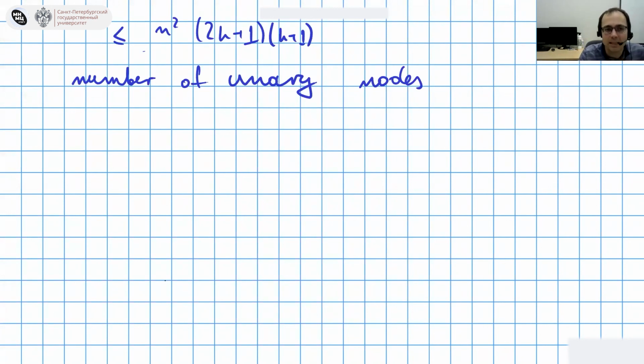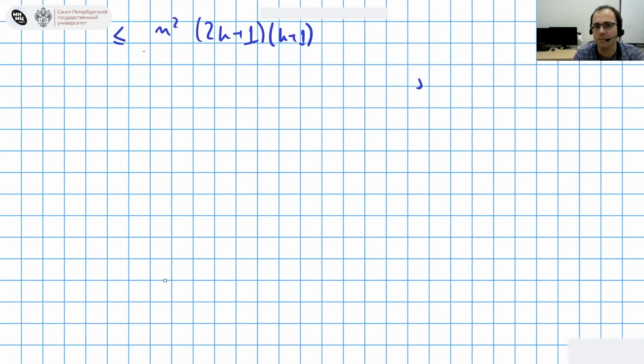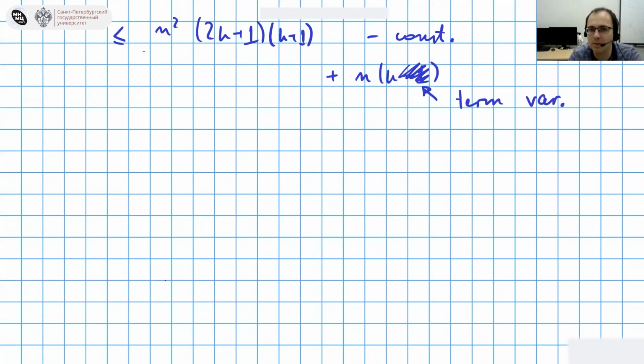Okay, so all the remaining letters in the equation are the unary nodes. So this is the maximal number of constants. If you look at the equation, then the number of symbols of arity 0 is this times n plus k. So this is the number of term variables. So this is the bound on the symbols of arity 0.